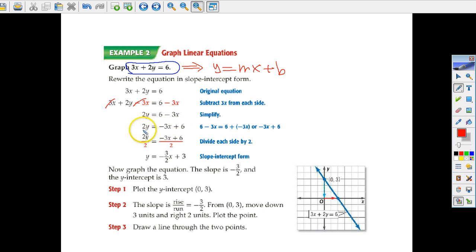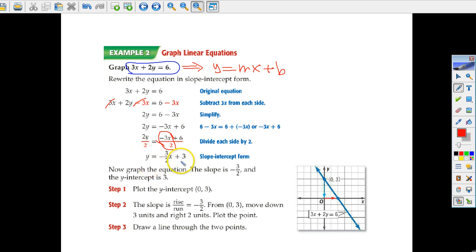Then I'm going to divide everything by 2. When I divide by 2, I'm actually dividing everything here by 2. So negative 3x divided by 2. This also tells me to divide the 6 by 2. So I write negative 3 over 2x, plus 6 divided by 2 is 3. Okay, so that was standard form. Now it's in slope-intercept form.